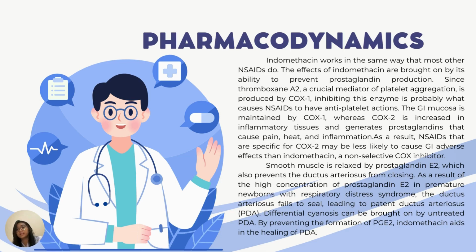Smooth muscle is relaxed by prostaglandin E2, which also prevents the ductus arteriosus from closing. As a result of the high concentration of prostaglandin E2 in premature newborns with respiratory distress syndrome, the ductus arteriosus fails to seal, leading to patent ductus arteriosus or PDA. Differential cyanosis can be brought on by untreated PDA. By preventing the formation of PGE2, indomethacin aids in the healing of PDA.